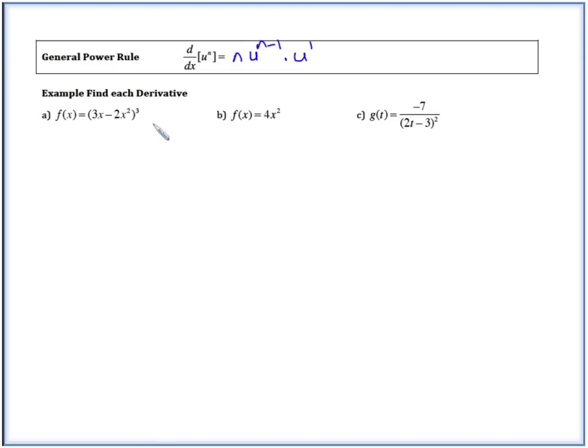So let's take a look at this. Hopefully now we can see that this is u to some power n.